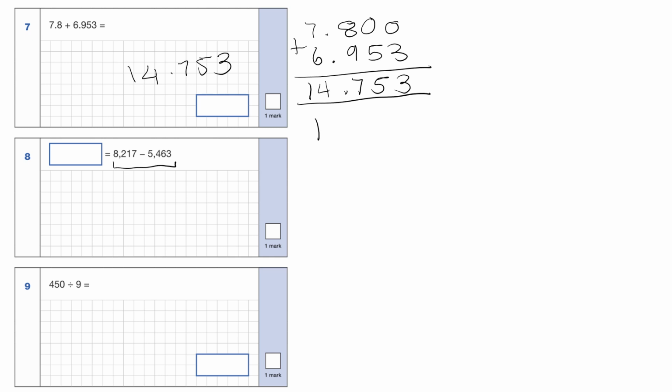Again, column subtraction. Make sure it's lined up properly and you've got the right numbers. You can't go wrong with this. 7 take away 3 is 4. We can't do that. Let's exchange. 11 take away 6 is 5. Can't do that. Exchange. 11 take away 4 is 7. 11 take away 6 is 5. And then 7 take away 5 is 2.